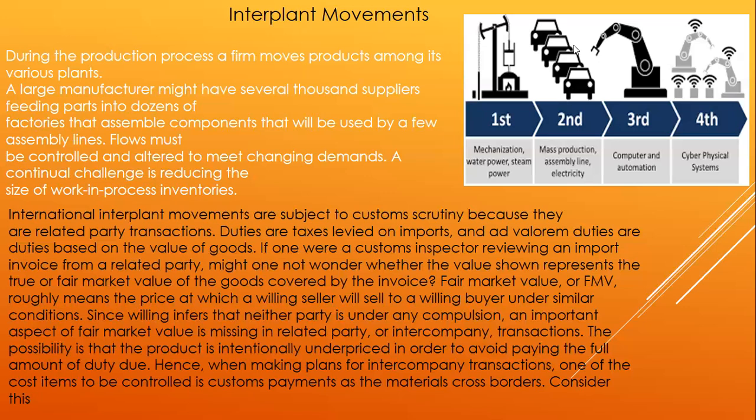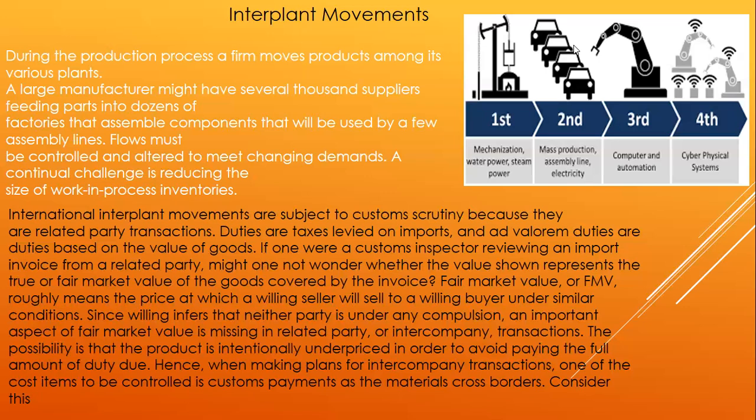A large manufacturer might have several thousand suppliers feeding parts to a dozen factories that assemble components to be used by a few assembly lines. The flow must be controlled and altered to meet changing demand, with continual changes reducing the size of work-in-process inventory. A company like Honda needs several thousand suppliers' different parts for the manufacturing process. They assemble these components, which will be used for a few assembly lines, so they assemble all the different components at the line. The flow must be altered to meet changing demand, so as per demand, this flow has to be controlled.